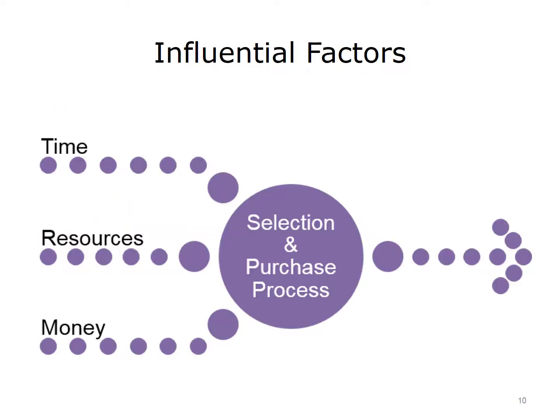There are three main factors which can influence the process for purchasing of hardware or software: time, resources, and money. Let's look at each of these in more detail.